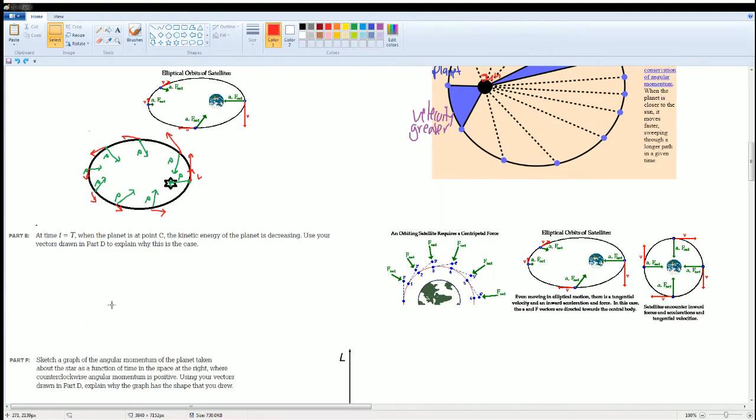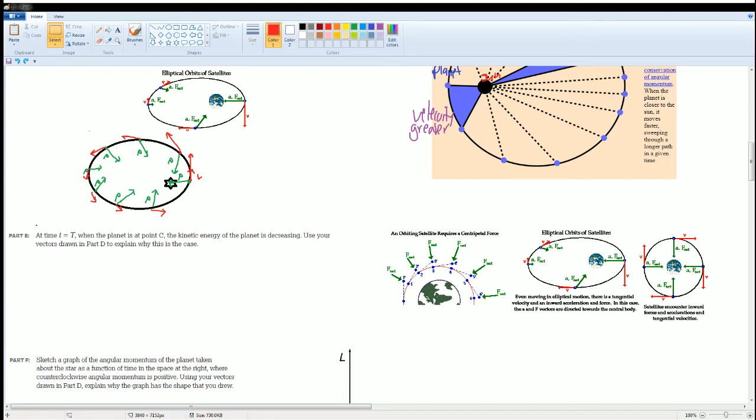Next, point D: when the planet moves to point C, the kinetic energy is decreasing. Using your vector points here, explain the case. So again, when it's farther away, it should have less energy because it's slowing down. That's the reason why it gets pulled by the force of gravity back in. That's why it's smallest when it's farthest away.